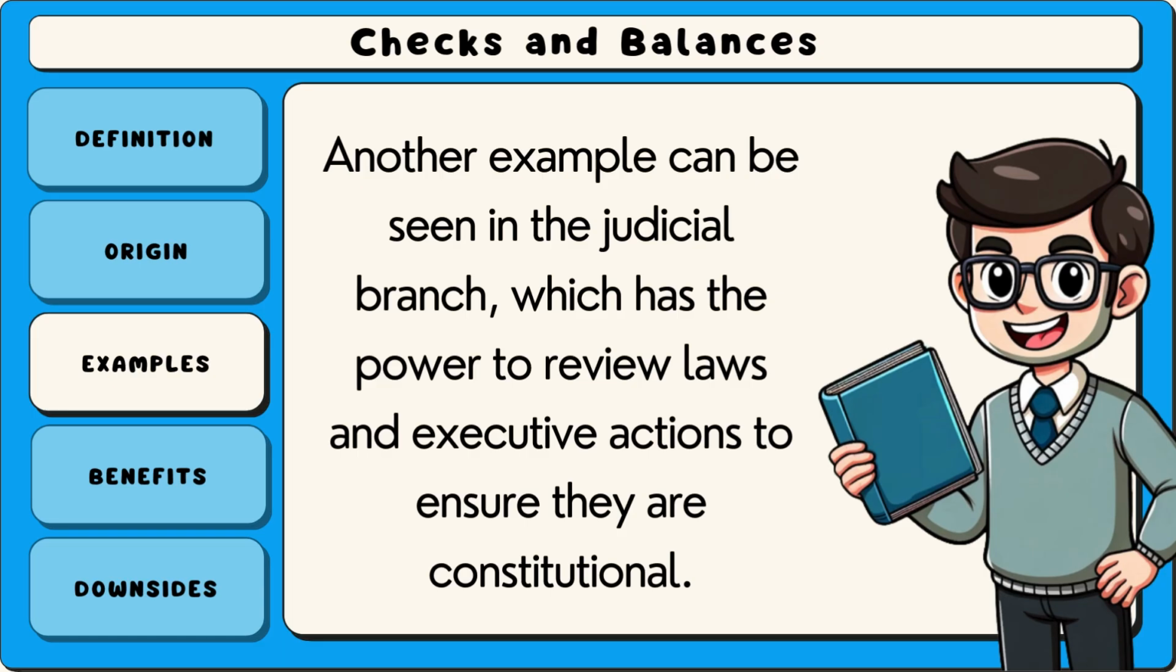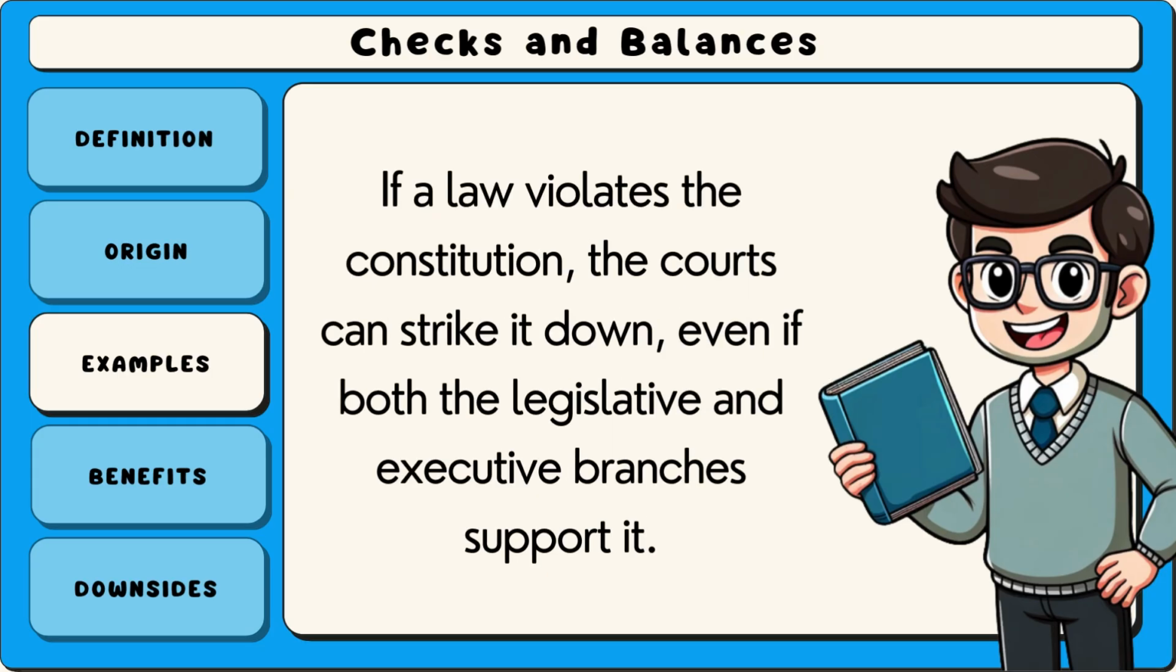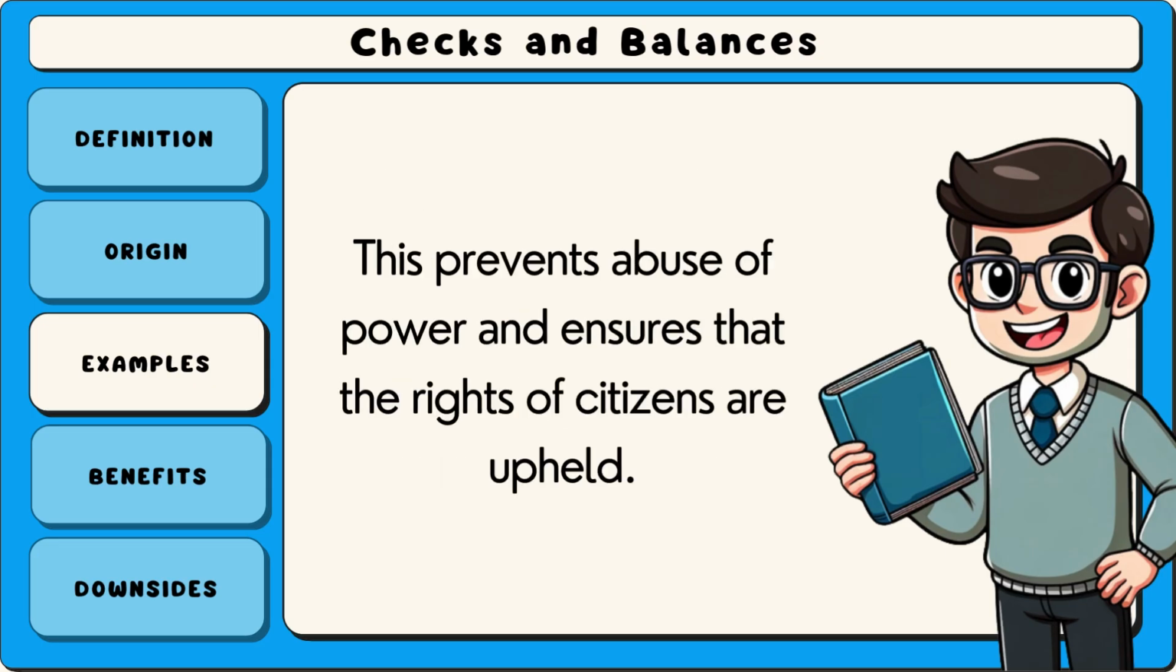Another example can be seen in the judicial branch, which has the power to review laws and executive actions to ensure they are constitutional. If a law violates the Constitution, the courts can strike it down, even if both the legislative and executive branches support it. This prevents abuse of power and ensures that the rights of citizens are upheld.